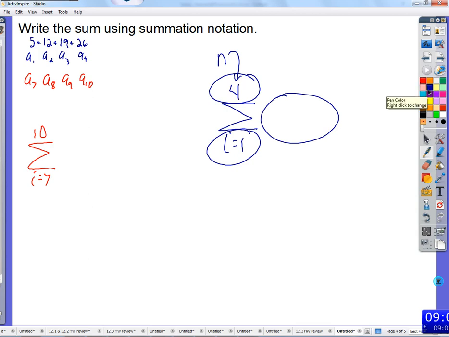Okay, so we're going to start at 1. What's our rule going to be so that we get 5, 12, 19, and 26? Plus 7. Okay, well, that's a pattern. That's not a rule. 7n. n plus 1. Minus 2. So negative 2 plus 7n? Yeah. I like that. Okay.